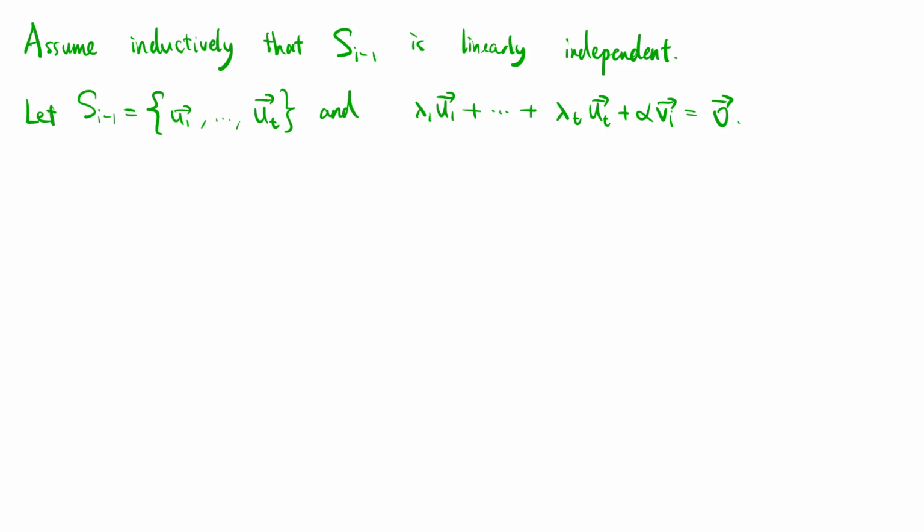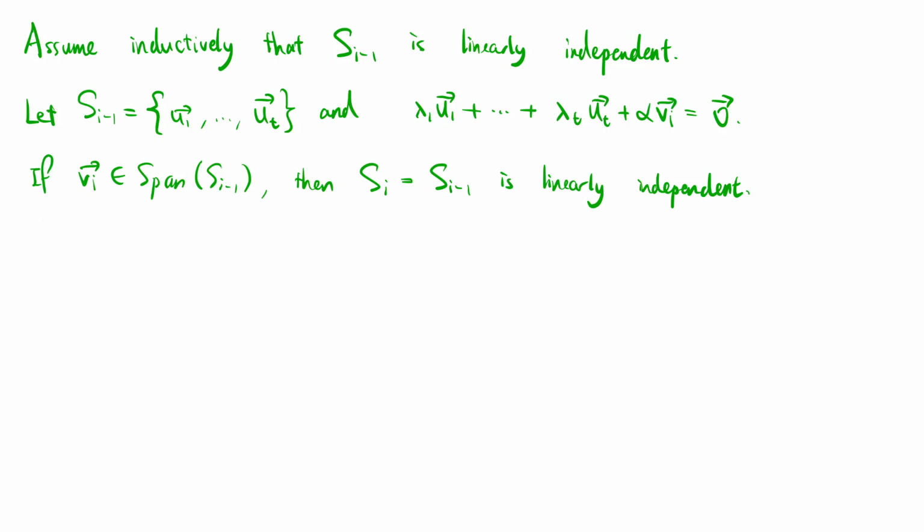Let Si-1 be equal to the set u1 up to ut, and suppose lambda1 times u1 plus up to lambda t times ut plus alpha times vi equals the zero vector. If vi is in the span of Si-1, then Si equals Si-1, which is linearly independent. If vi is not in the span of Si-1, then alpha is equal to 0.